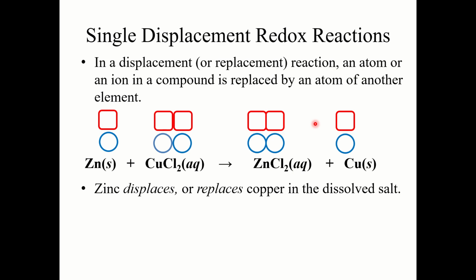Let's look at a few more examples. This is a single displacement or single replacement reaction. So here we've got elemental zinc. It's by itself. It doesn't have a charge, so its oxidation number is 0.